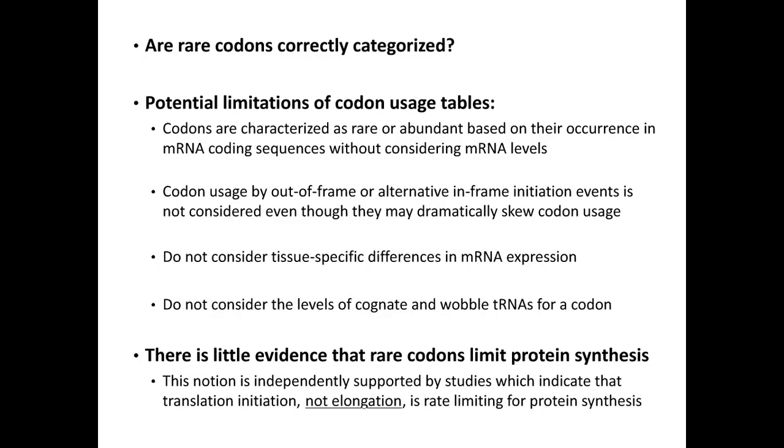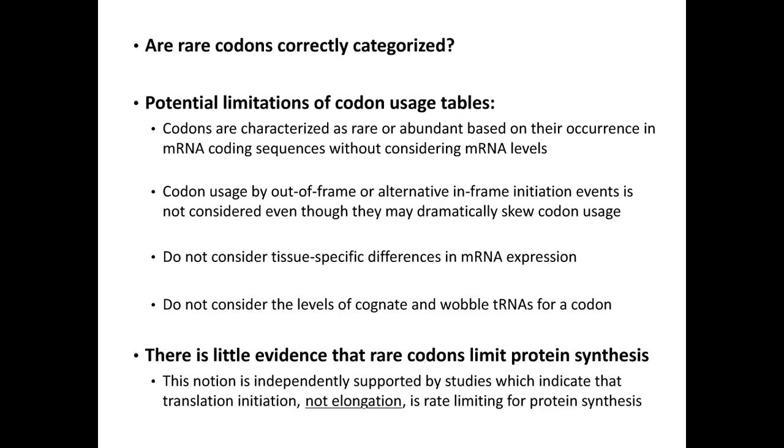These codons, and I had it in my circular representation, are rare or abundant just based on the codon table, just based on their occurrence in coding sequences. And this is without considering mRNA levels, right? Codon usage in an abundant message is considered the same as in a rare message, right? It's one to one.